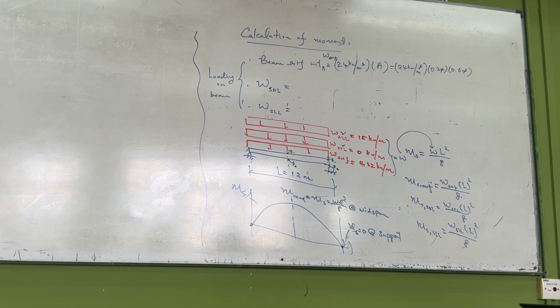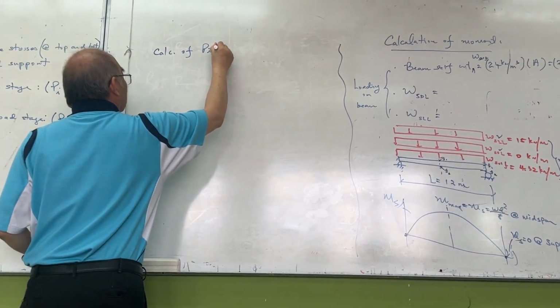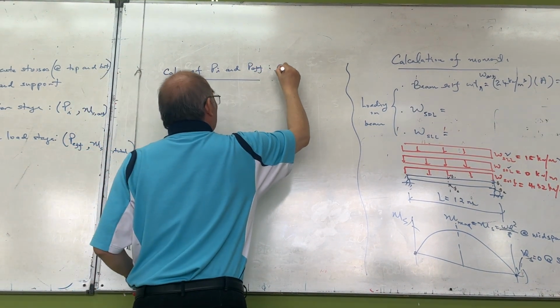So in the problem, test 2, I give you P initial, and then I tell you the percentage of losses. So your P effective is calculated based on P initial and losses. Understand? So let's say here I say calculation of P initial and P effective given losses.